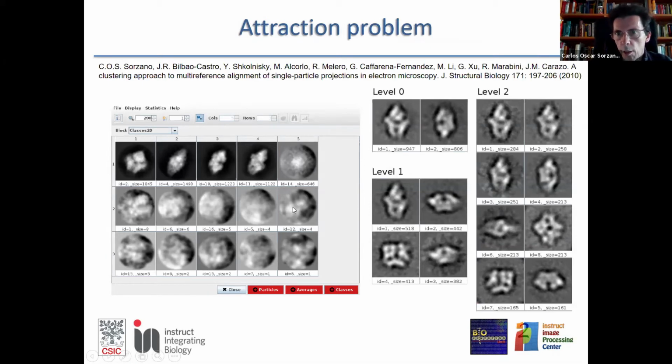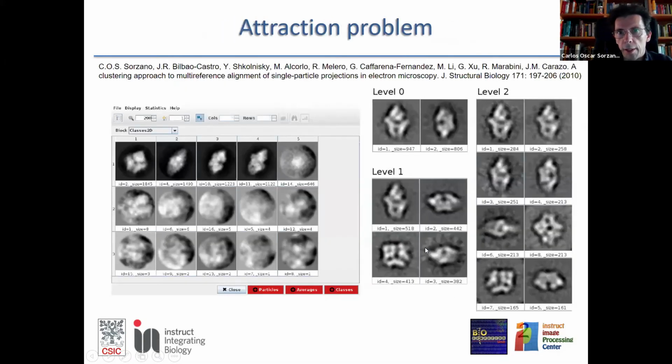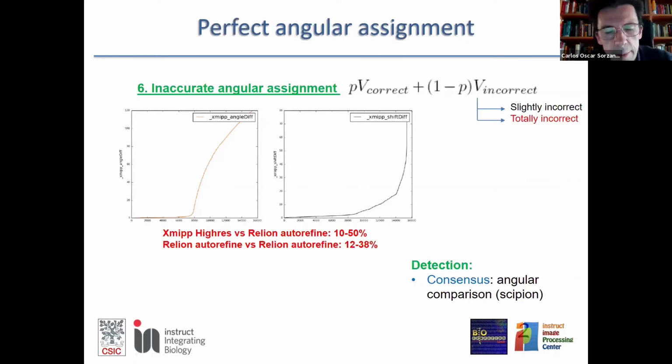And this is one of the reasons, it is not the only reason, but it is one of the reasons why very often we get these biased angular assignments. And then if you compare, for instance, the angles assigned by one algorithm like XMIPP high-res or RELION auto-refine, you see that, depending on the data set, from 10 to 50% of the particles get significantly different angular assignment and shift.